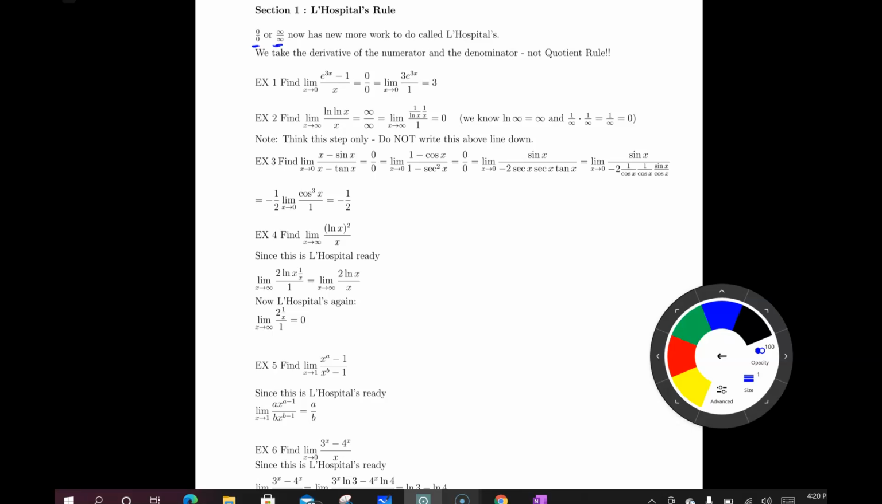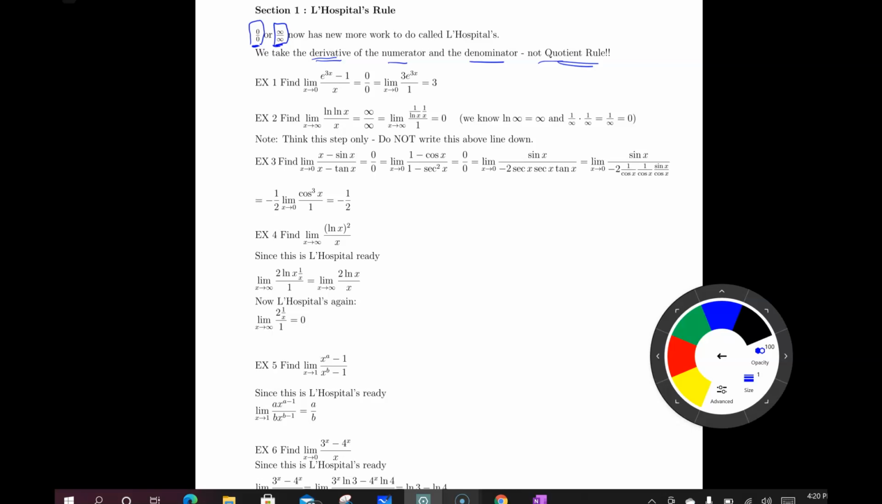We don't have enough math knowledge for me to be able to prove it to you, but what we do is we take the derivative of the numerator and the denominator, but we do not do quotient rule. But first off, it has to be one of these two forms in order for us to do that. So let's look at this first example.